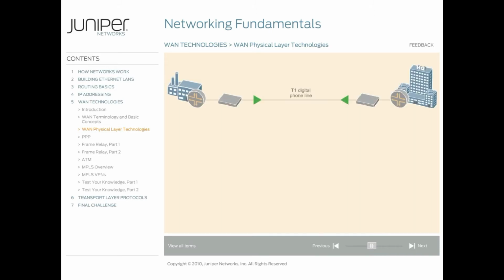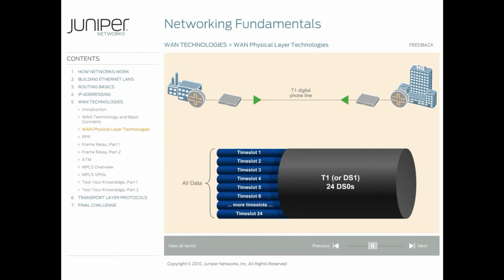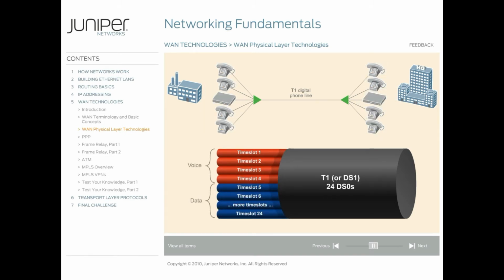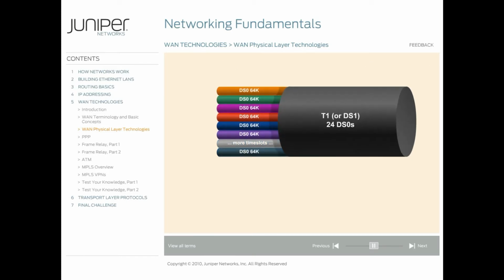As we just mentioned, a T1 line provides a customer with a dedicated connection from one location through the WAN carrier's network to a second location. Customers have a choice of allocating all of the time slots for data, or they can allocate all the time slots for voice, or they can allocate time slots for any combination of voice and data. Each of the time slots in the examples we've been looking at can also be referred to as a DS0.